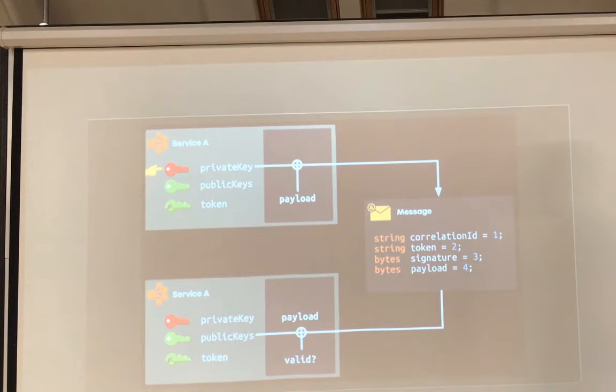Yes? How do you get the public keys distributed correctly? Same way. So you would have it in a key management system. Now you need to trust. You have to have some trust somewhere in here.